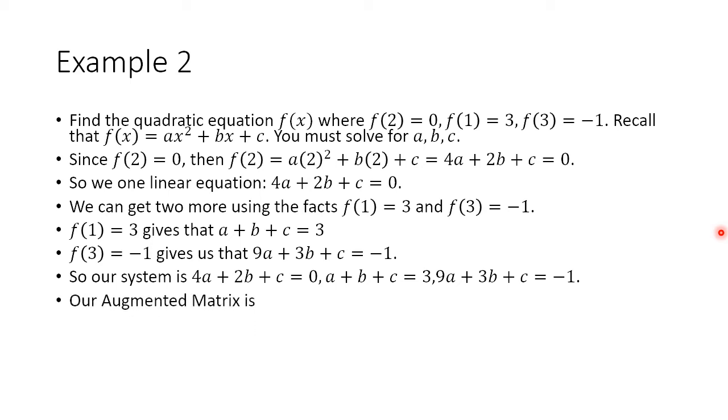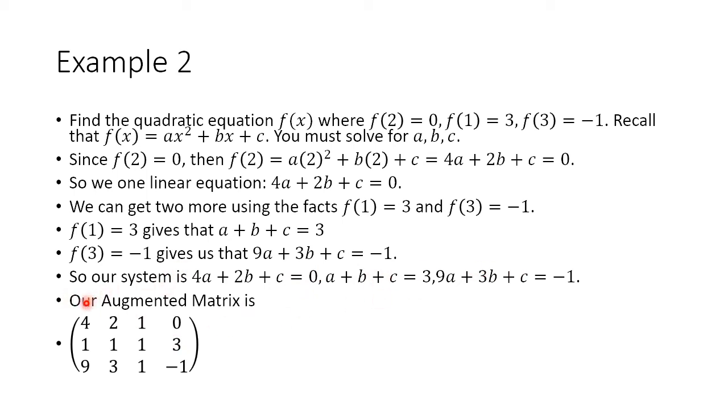I can now put this in an augmented matrix as follows: 4, 2, 1, 0, 1, 1, 1, 3, 9, 3, 1, negative 1. Remember, columns 1, 2, and 3 are representing the variables a, b, and c, respectively, and the last column is the augmented column. It's the output after the equal sign. Row 1 represents equation 1, row 2, equation 2, and row 3, equation 3.